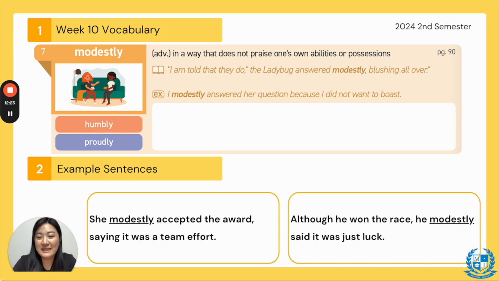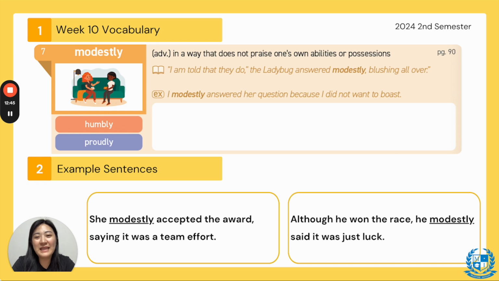Modestly. The synonym is humbly and the antonym is proudly. It's an adverb and it means in a way that does not praise one's own abilities or possessions. Meaning, I'm not going to say I'm the best. Instead, I'm just going to keep quiet if I get 100% on my vocabulary test.